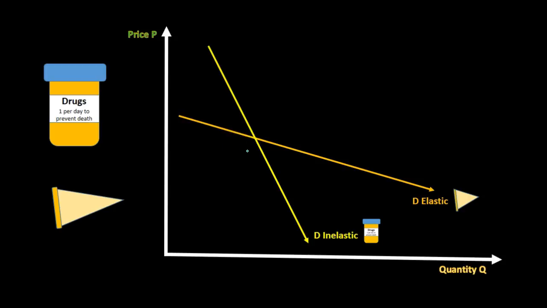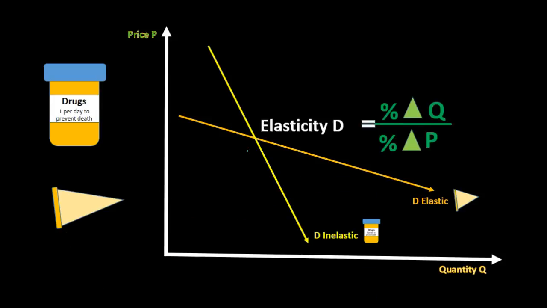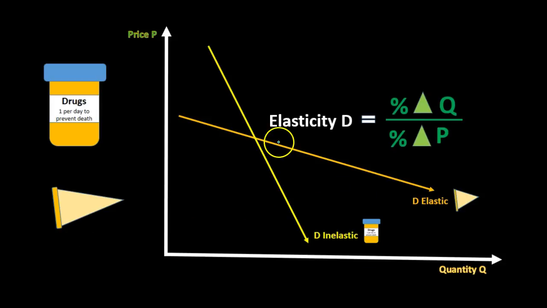Now we're going to look at this numerically. We have to look at this numerically in terms of a formula. This will be our formula. So we have elasticity of demand. It's going to equal the percentage change in quantity divided by the percentage change in price.